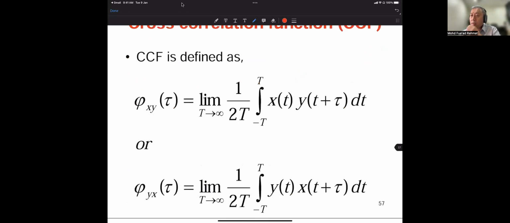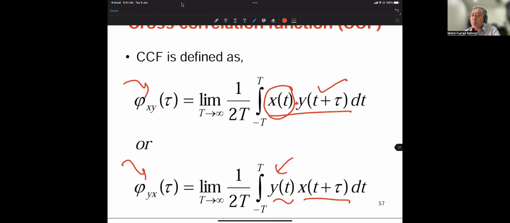So mathematically, we can describe it with these functions: x(t) multiplied by y(t+τ), or simply y(t) with x shifted. For this example, x is not shifted but y is shifted, but for this one, y is not shifted and x is shifted, but both are the same. You can define either the first one or the second one.